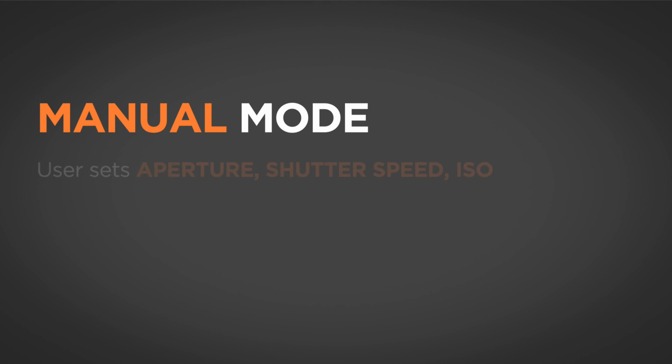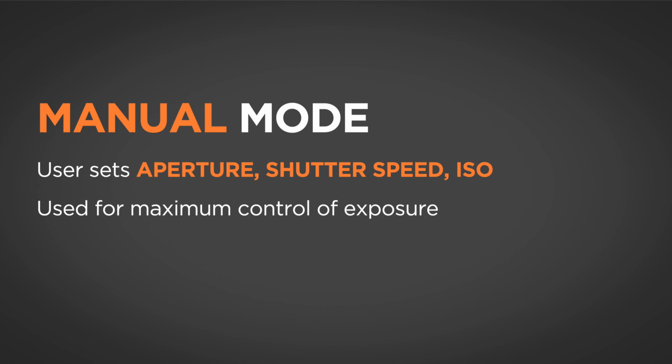So in manual mode, you're going to choose aperture, shutter speed, and ISO. There are lots of reasons you might want to do that. I'll get to that in a minute. But in this case, you're in complete control of exposure. So the more you understand about exposure, the more you can leverage these different settings to get the looks you want. The next statement I have here is that it's used for maximum control of exposure.